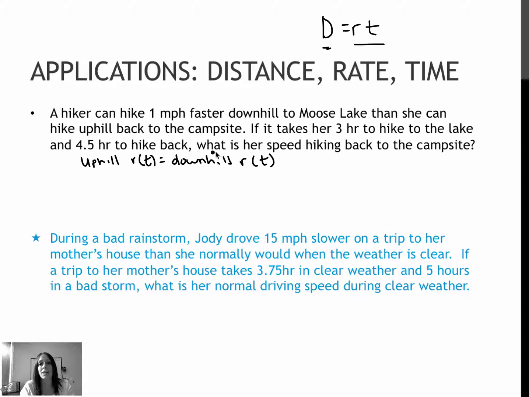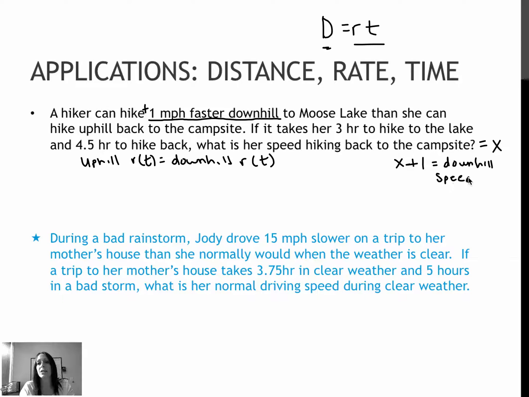Now, of course, I need to figure out exactly how to set up the question. Looking at the last sentence: what is her speed hiking back to the campsite? I always like to set my variable equal to whatever the question is. The other piece of information is that the hiker can hike 1 mile per hour faster downhill to the lake. So the hiking speed back to the campsite is a little slower than going to the lake, because obviously downhill it's easier. If we call x the speed back to the campsite, then x plus 1, that 1 mile per hour faster, would be the downhill speed.